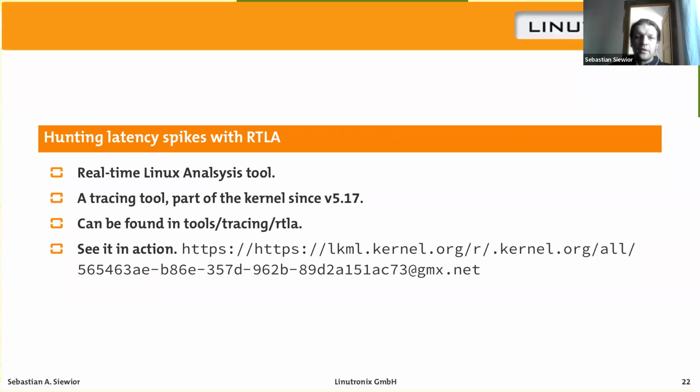Daniel Bristot wrote it, and it's part of the kernel as of 5.17. And I added a link here where it can be seen in action. It's slightly broken, but the message ID can be retrieved and pasted into lore. My point is the thread starts with a user that says that the old RT kernel was working fine, but the new one has high spikes, and he has no idea what to do. And then Daniel pointed him to RTLA and told him, do this and see what happens, and please send us the trace. And the trace pinpointed where the error was coming from.